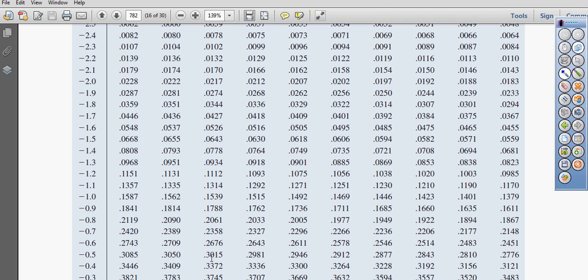0.3015, so that's 15 thousandths away from what I'm at, or 0.2981, which would be 19 thousandths. So my guess would be that we should use this one right here. So we're going to find the z-score that corresponds.